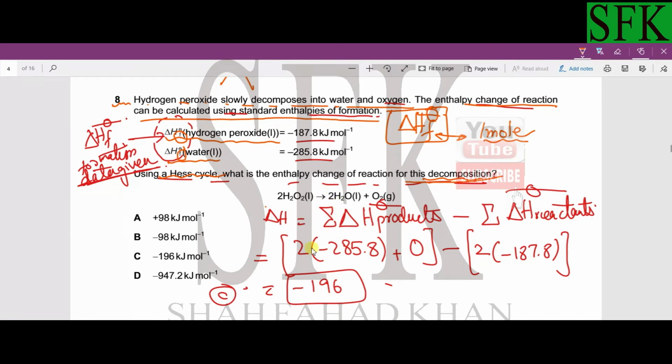Since there are 2 moles of water, we multiply by 2 the enthalpy change of formation of water, which is minus 285.8, plus the enthalpy change of formation of oxygen. Oxygen is an element, and elements have zero enthalpy change of formation. The whole thing comes in brackets, and there is a negative sign, and then the enthalpy change of reactants. There are 2 moles of hydrogen peroxide, so you multiply the enthalpy change of formation of hydrogen peroxide by 2 and you'll get an answer with the correct sign of minus 196 kilojoules per mole. So C is the correct answer.